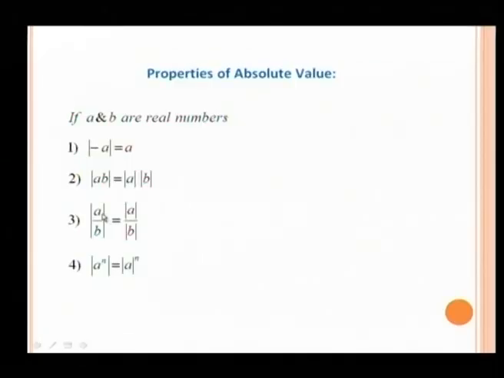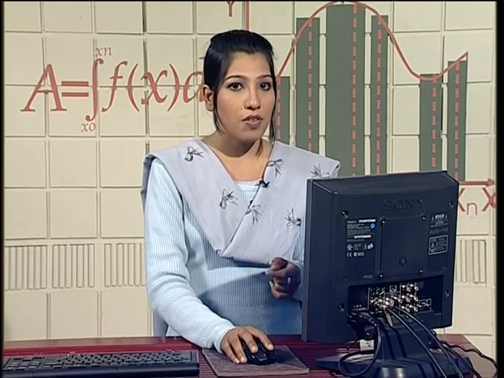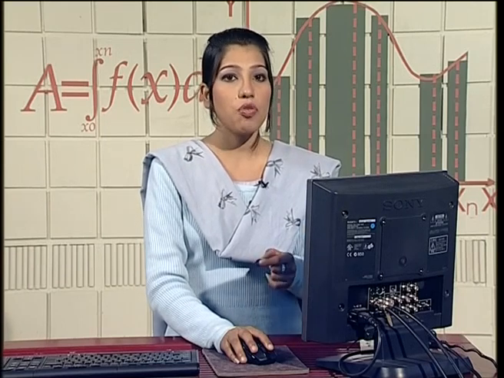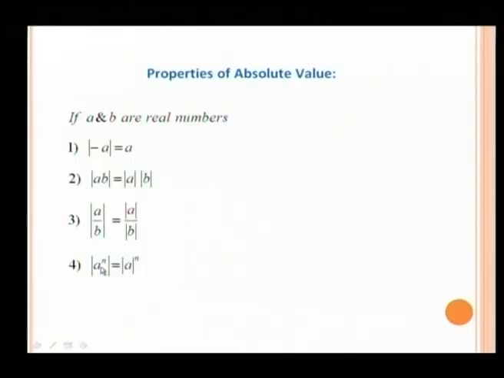Then as the third property we have a divided by b modulus is equal to a modulus divided by b modulus, which states that the absolute value of a ratio is the ratio of absolute values. And the last property is a raised to the power n modulus is equal to a modulus raised to the power n.